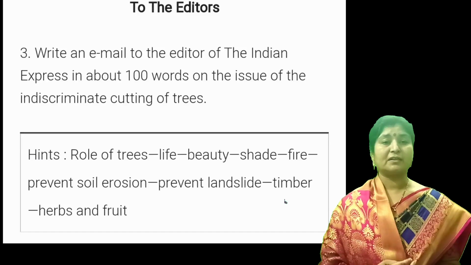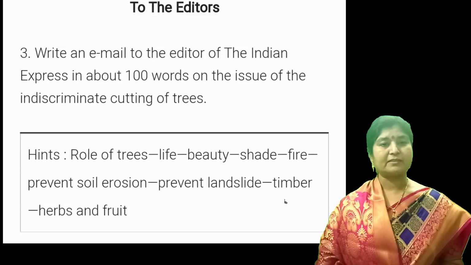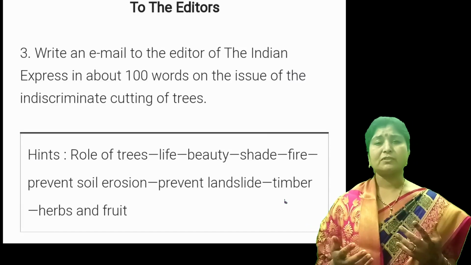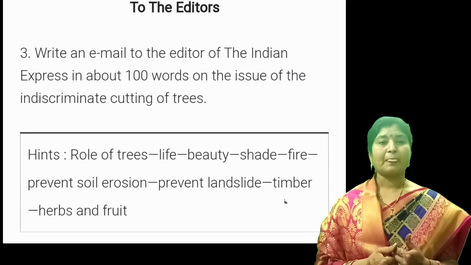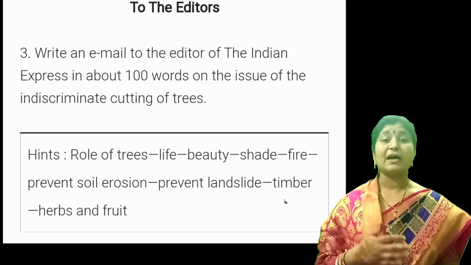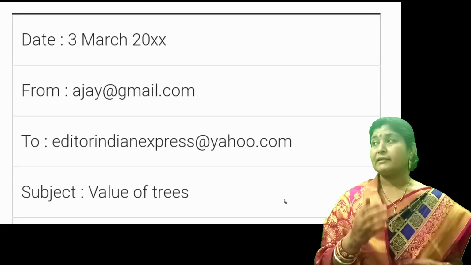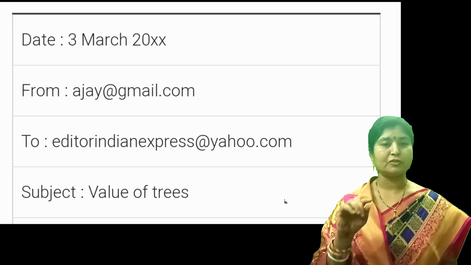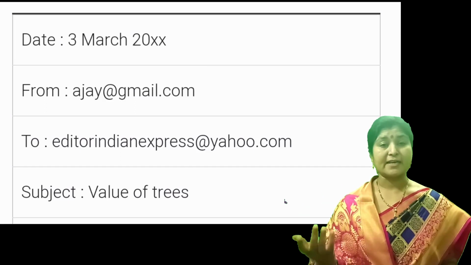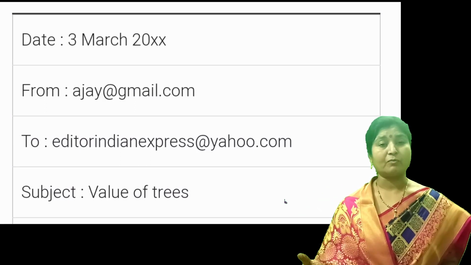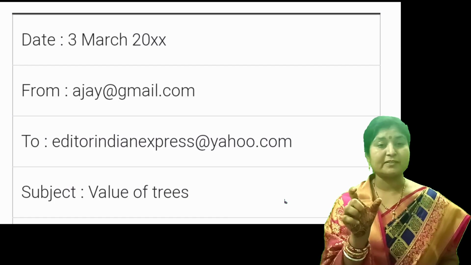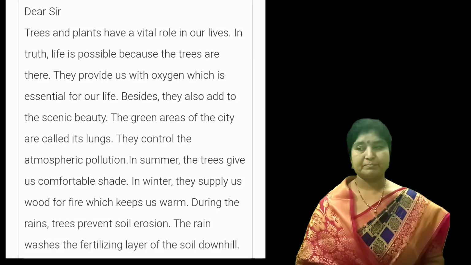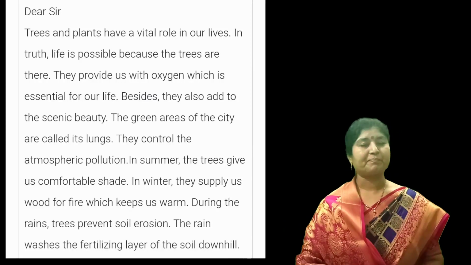So how do we start? First, we have to write the date. The date can be anything, for example, 3rd March 2020. Then From: you can write your own name, Ajay, at gmail.com. Then the To address: editor, Indian Express, at yahoo.com. Then the subject: value of trees. Then the salutation: Dear Sir.